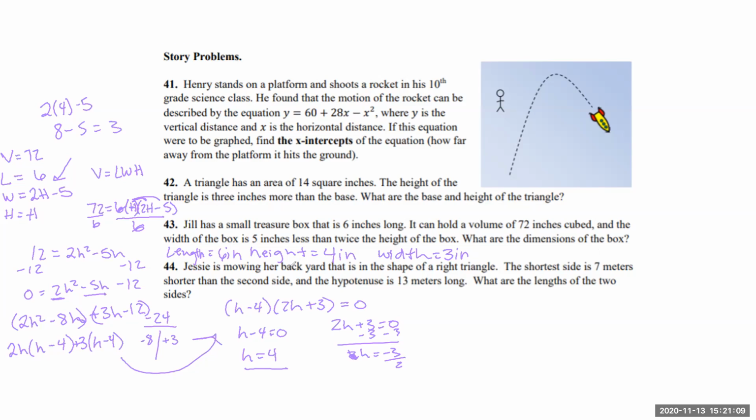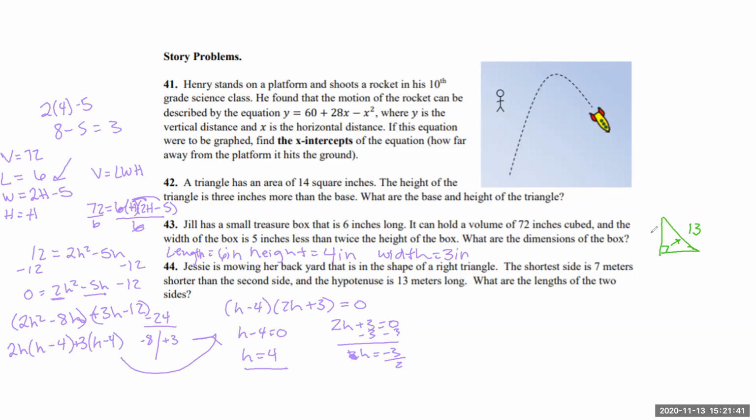So Jessie is mowing her backyard that is in the shape of a right triangle. Whenever I hear in the shape of a right triangle, I like to draw the triangles so I know where things are. The shortest side is 7 meters shorter than the second side, and the hypotenuse is 13 meters long. What are the lengths of the two sides? So it gives us the hypotenuse, which is the one directly across from the right angle. So it's going to be 13 here. The shortest side is 7 meters shorter than the second side.